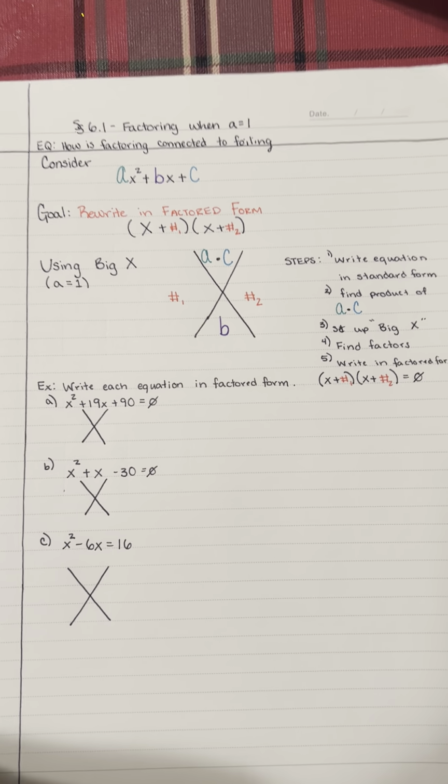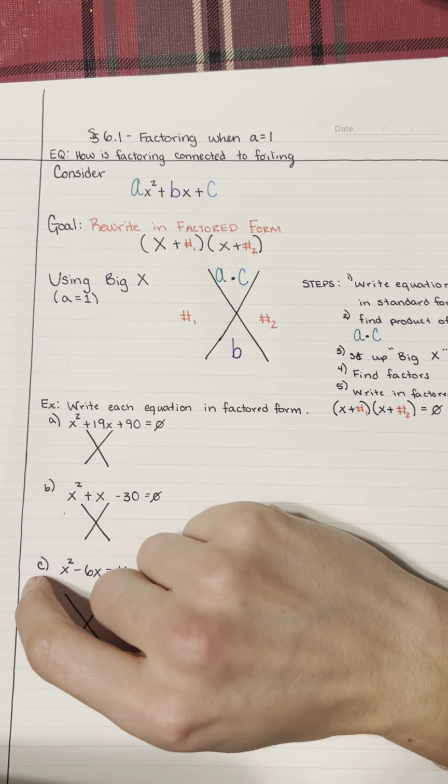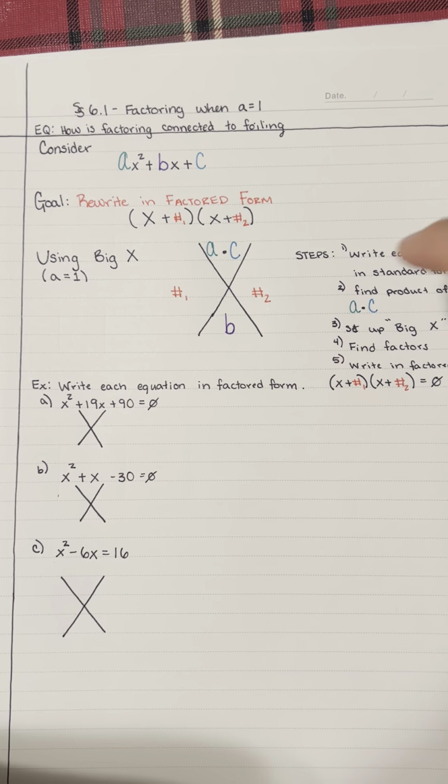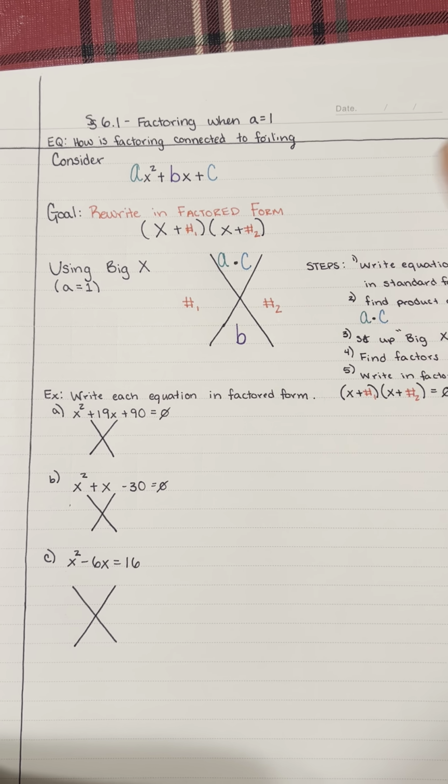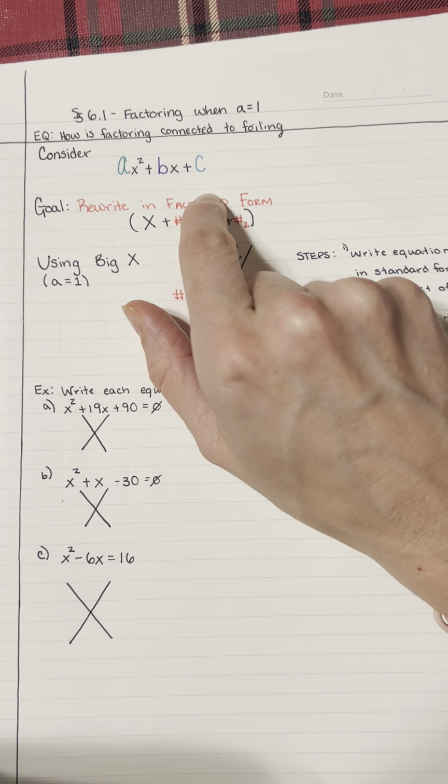Okay, so today we're going to be learning how to factor a quadratic, specifically in the case when a is equal to 1. And something I want you guys to consider as we're going through this is how are factoring and foiling connected? Okay, so here we have the quadratic ax squared plus bx plus c.